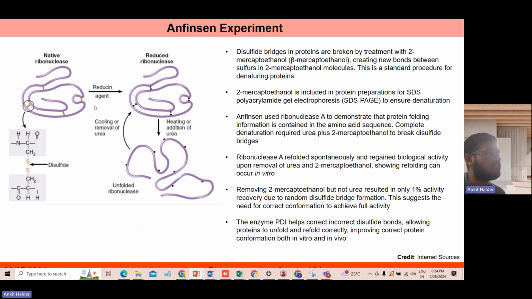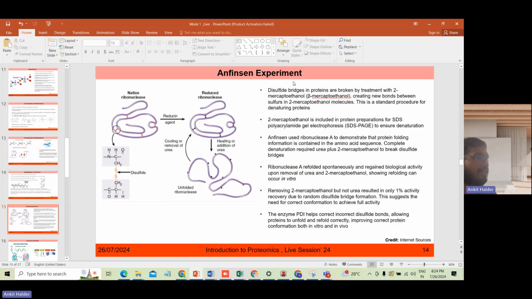So if we just give the reducing agent, the disulfide bonds would be breaking. You can see that the disulfide bonds which were present are getting out, and then when we are heating or adding urea, it is unfolding. So what is happening is that the disulfide bridges in proteins are broken by treatment with beta mercaptoethanol, creating new bonds between sulfurs in two mercaptoethanol molecules. So this is quite a standard procedure.